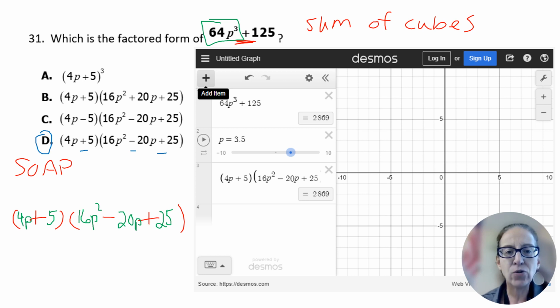The second answer choice on that one, we would, I went to answer choice B. Sorry about that.